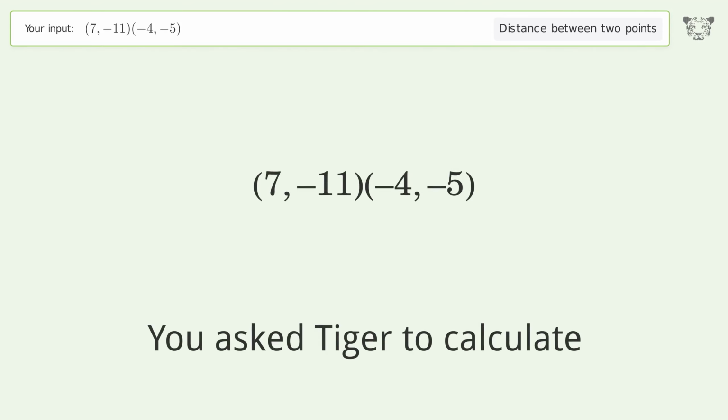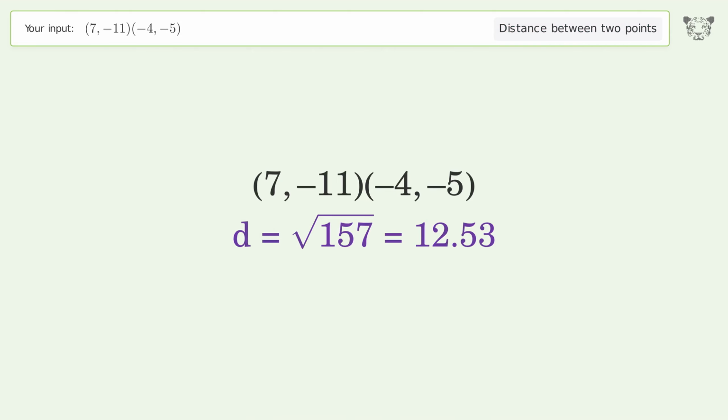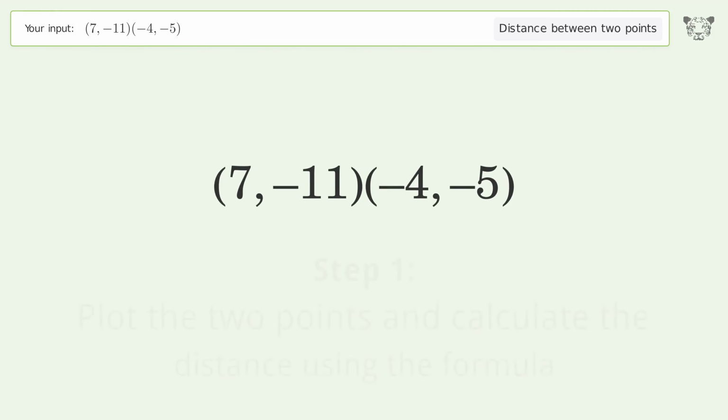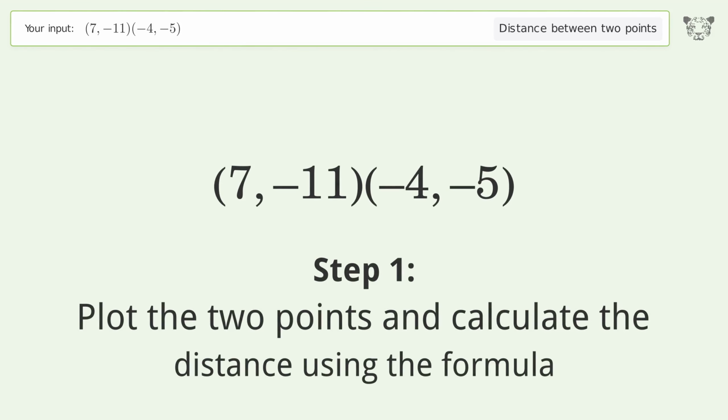You ask Tiger to calculate. This deals with the distance between 2 points. The distance between the 2 points is the square root of 157, or 12.53. Let's solve it step by step. Plot the 2 points and calculate the distance using the formula.